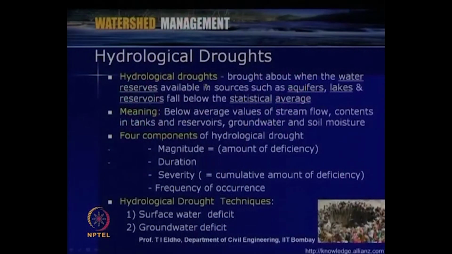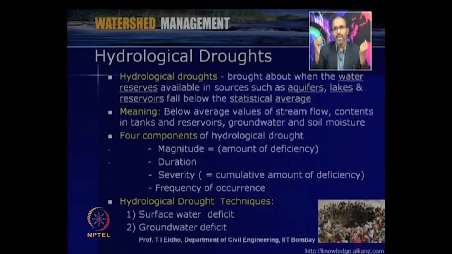So, now the next category is hydrological droughts. Hydrological droughts are brought about when the water reserves available in sources such as aquifers, lakes and reservoirs fall below the statistical average. If you consider reservoirs and groundwater aquifer systems, we say there is a hydrological drought when the water levels in these storage systems fall below the statistical average. This can be due to various reasons, as I mentioned, for example in the Konkan region in Maharashtra. Even though heavy rainfall takes place during the monsoon season, immediately after the rainfall all the water is drained due to the topography of the region. So, there will be hydrological drought for the next 6 months or so.